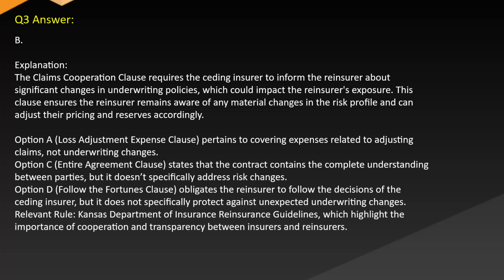Option C, entire agreement clause, states that the contract contains the complete understanding between parties, but it doesn't specifically address risk changes. Option D, follow the fortunes clause, obligates the reinsurer to follow the decisions of the ceding insurer, but it does not specifically protect against unexpected underwriting changes. Relevant rule: Kansas Department of Insurance Reinsurance Guidelines, which highlight the importance of cooperation and transparency between insurers and reinsurers.